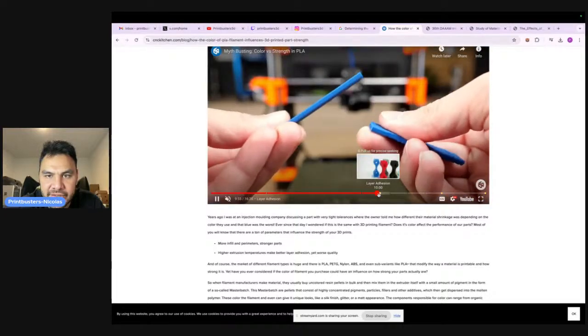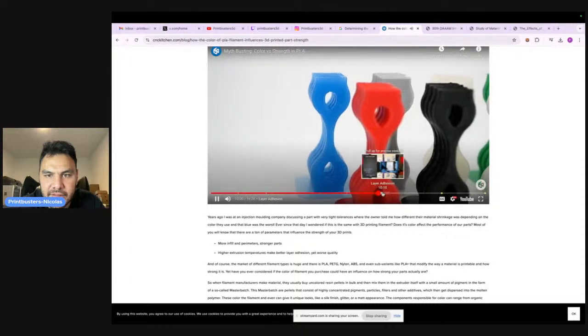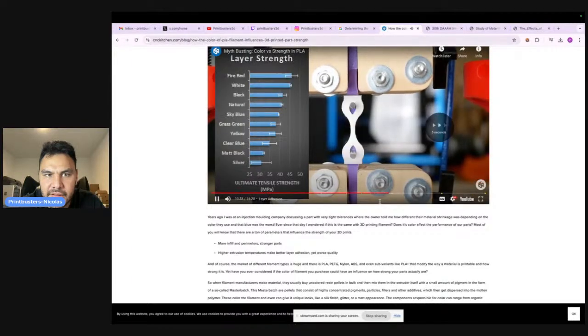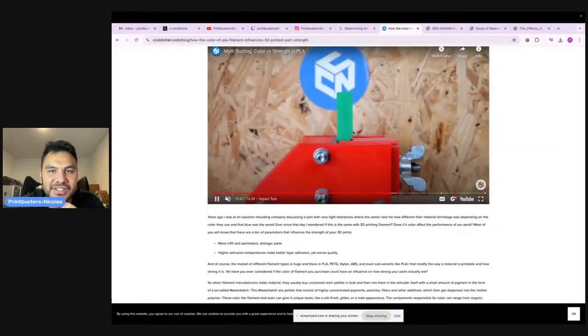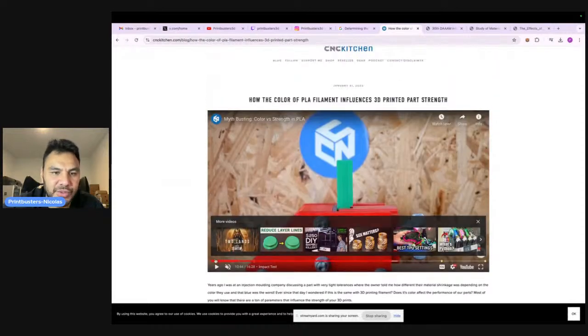Okay, layer adhesion. Okay, so here's layer adhesion. Okay, so here's white. Actually, white is one of the best in layer adhesion. I mean, where does that come from? Why do people say white is weaker? I don't understand. Where does that come from? Of the few studies that we see that have actually tested it, none of them say that white is much weaker than other colors.